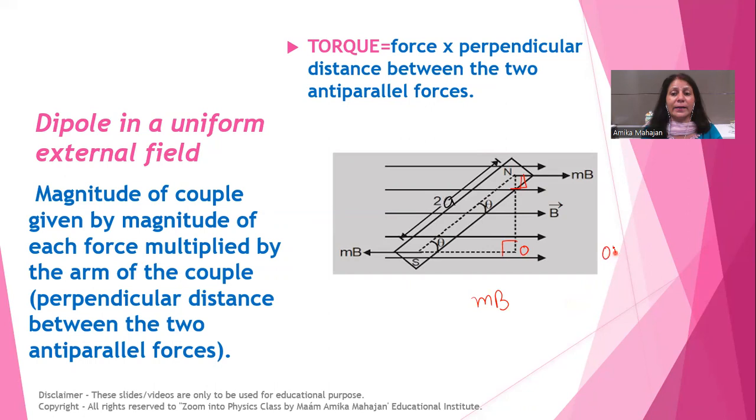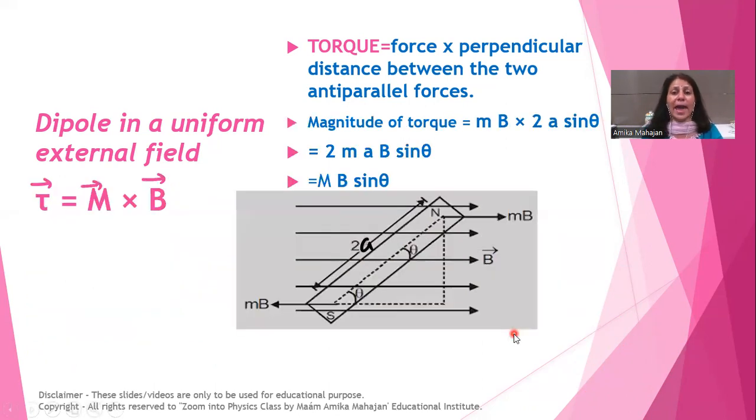Now, to find ON, I will take this right angle triangle. In this right angle triangle, what is sine theta? Perpendicular upon hypotenuse. What is perpendicular? NO, which I have to find out. And hypotenuse SN, the distance between two poles, will be 2a, the dipole length. So what will be NO? 2a into sine theta. So when I put force and perpendicular distance, it comes out to be mB into 2a sine theta. We know that m into 2a is the magnetic dipole moment, so it will be capital M. So what is left? MB sine theta. This is the magnitude of torque.